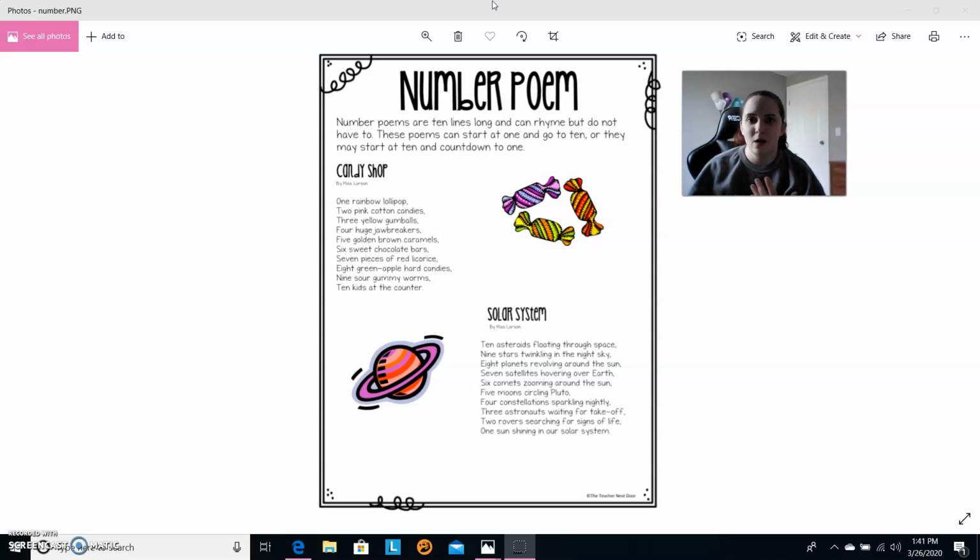So notice how all of the lines are still connected to the theme of candy shop or solar system. If you're making a number poem, don't just say, 1 Game Boy, 1 shoe. It has to have a common theme.